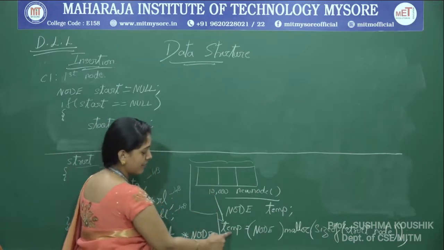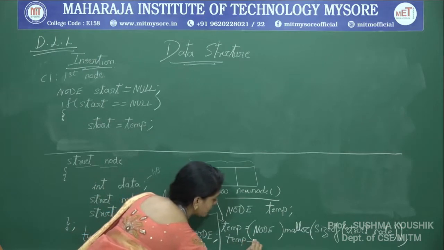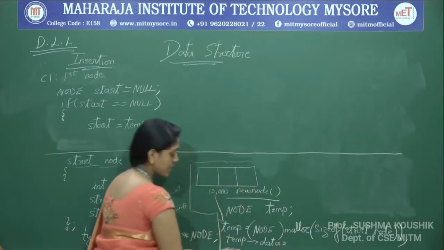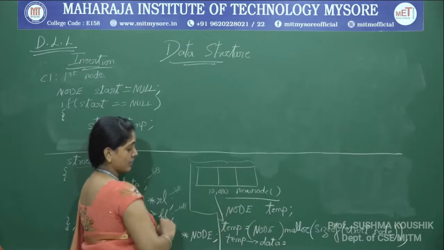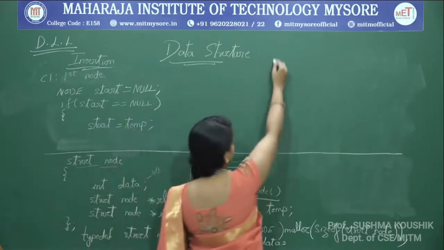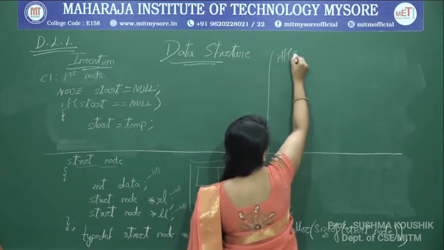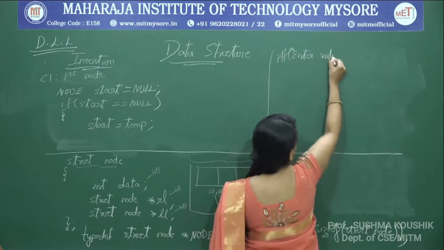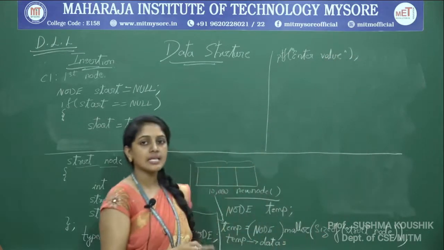Now, I have to put the values for it. So, you can put something like temp of data, which is equal to how much? Either you can directly insert like this, or if you don't want, you can read the values over here. Okay, how to read the values? Printf "Enter value". Okay, printf we are asking enter the value.